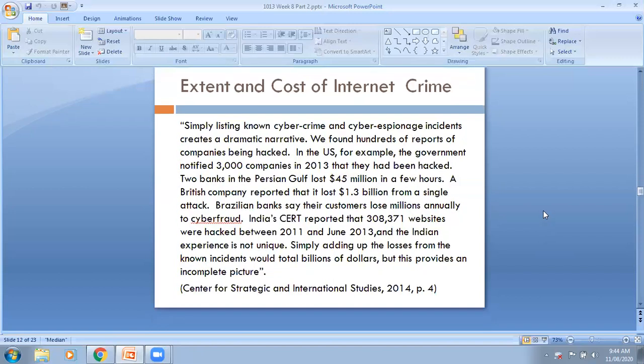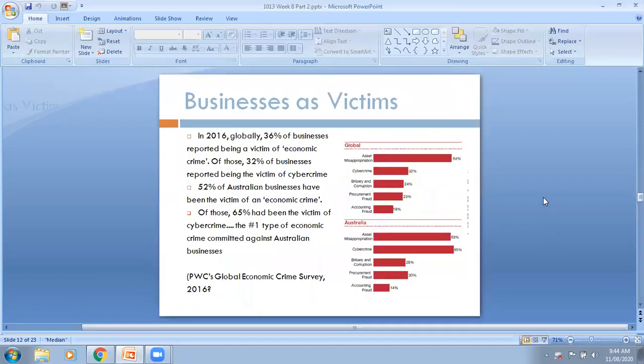Okay, so 2016, globally, 36% of businesses reported being a victim of economic crime. So economic crime includes all of these things that are on those graphs. Asset misappropriation is a nice way of saying theft. But in Australia, we have more cybercrime than theft. So what's going on here?